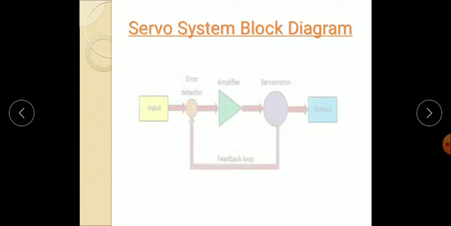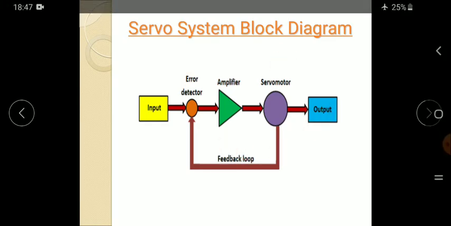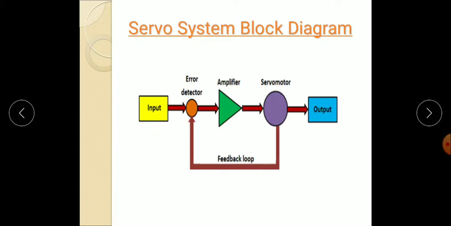Next, the servo system block diagram. In this you can see the input, the error detector, the amplifier, the servo motor, the feedback loop and the output. The reference is given by the input which is passed to the amplifier. The amplifier controls the speed of the servo motor. The feedback is mounted on the machine which is an encoder. This device changes mechanical motion into electrical signal and is used as the feedback.